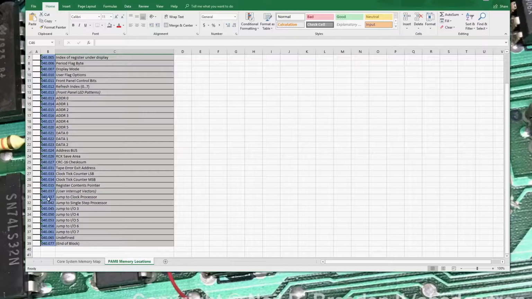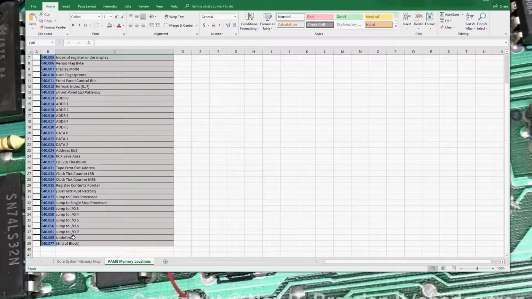You've got a block starting at 037 that are the user interrupt vectors. So like if you've got a vector set up on a serial card that will trigger a jump to vector 3, the handler for that serial card's address would live here. And you get to the end of the block.